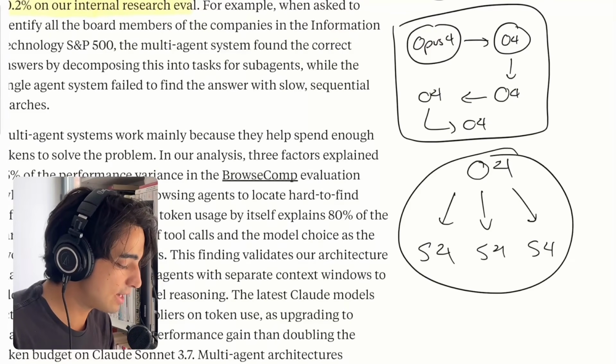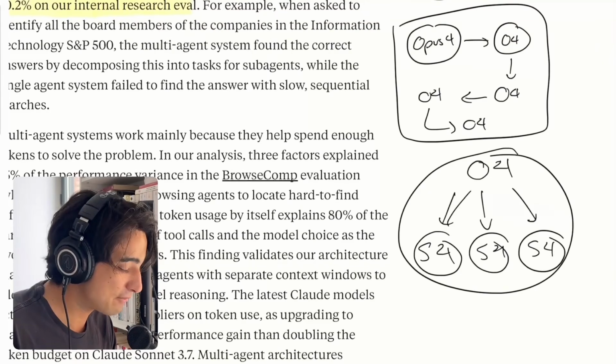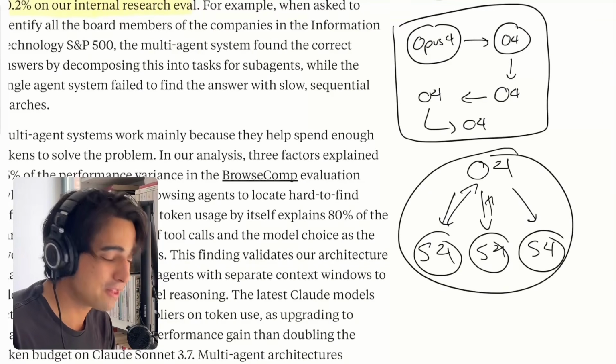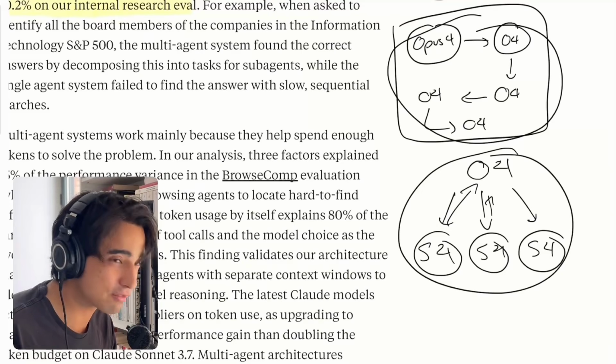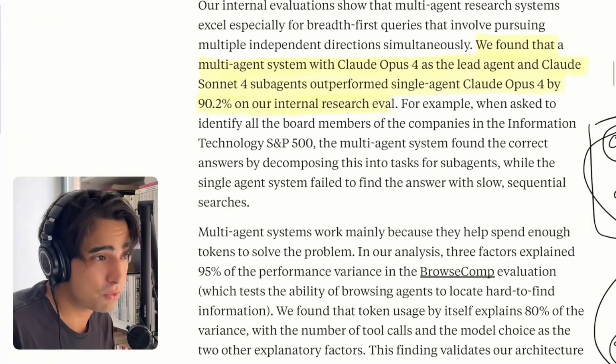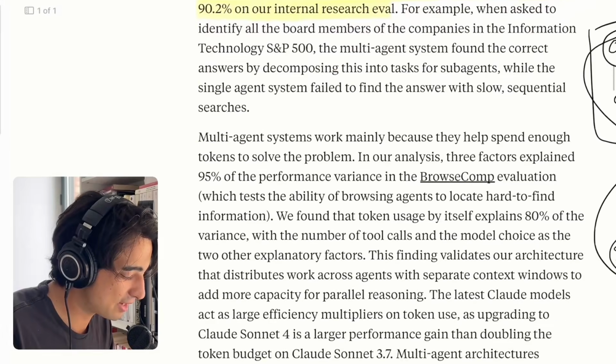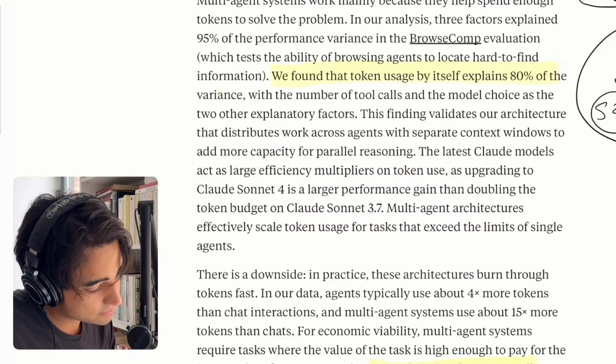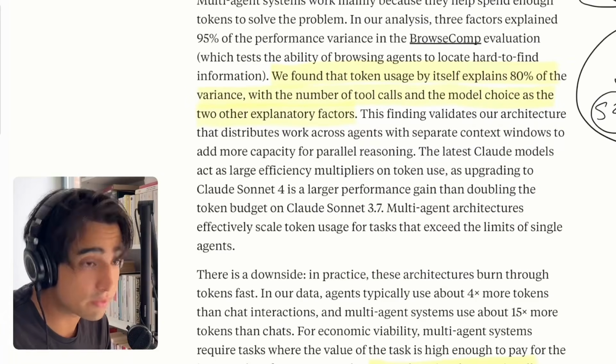And having Opus 4 delegate to multiple Sonnet 4 will have a way better result than having Opus 4 do everything by itself. And I just find it very incredible. And the reason for that is actually mentioned right here, right? We found that token usage by itself explains 80% of the variance, with the number of tool calls and model choice as the two other explanatory factors.